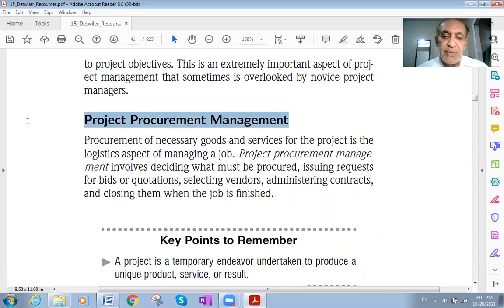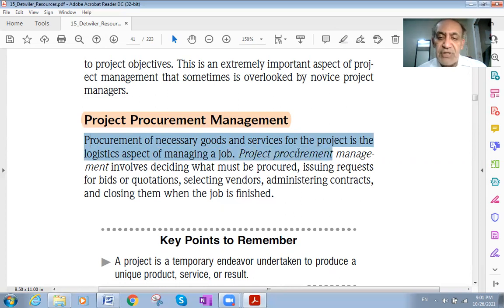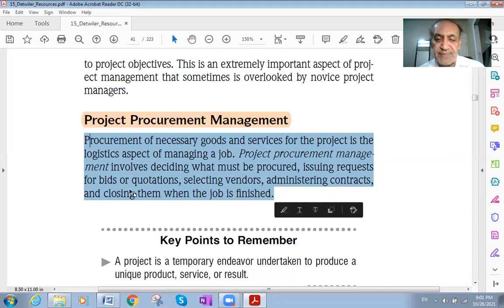Project procurement management. This is the final thing. Procurement of necessary goods and services for the project is the logistic aspect of managing a job. Project procurement management involves deciding what must be procured, issuing a request for bids or quotation, selecting vendors, administering contracts, and closing them when the job is finished.